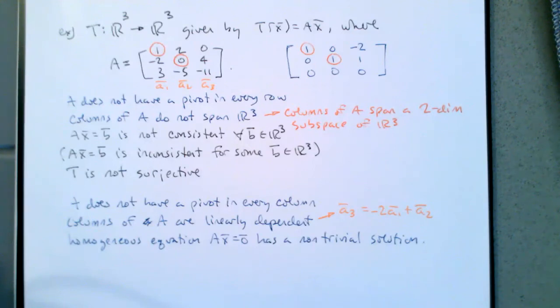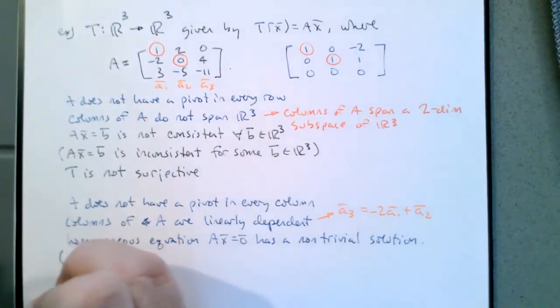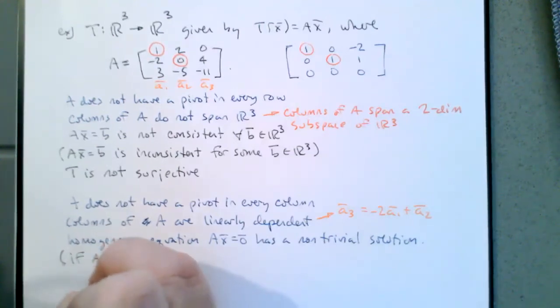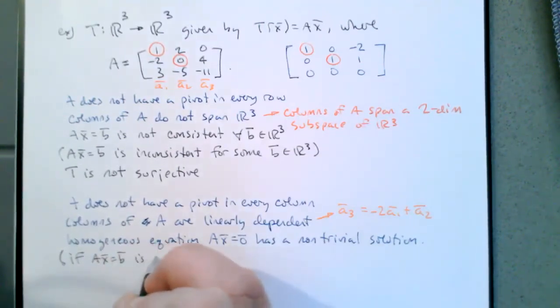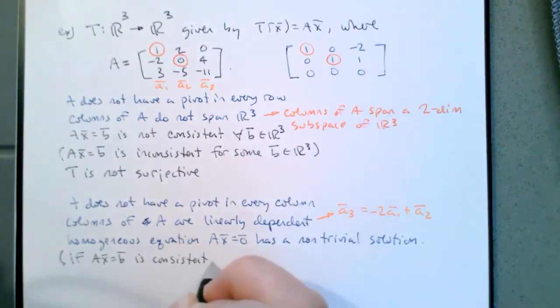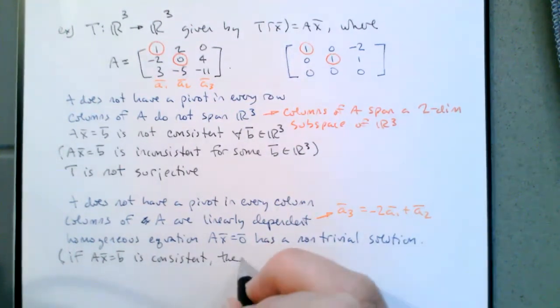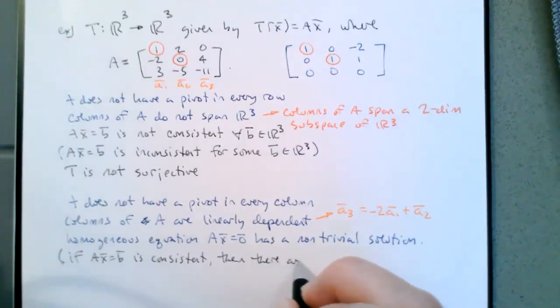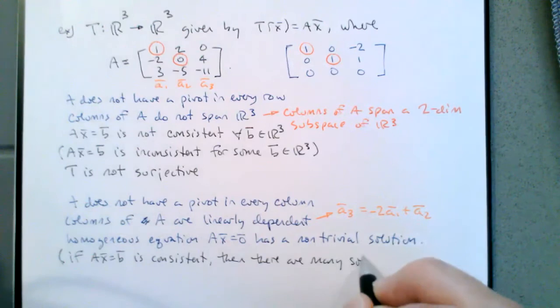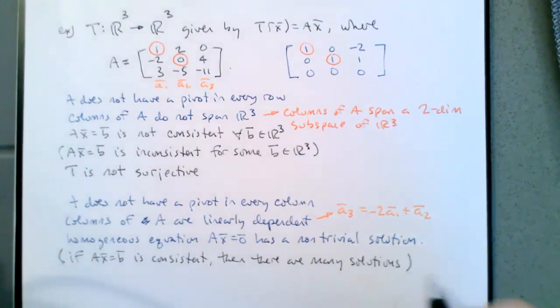We could also include that if AX equals B is consistent, then there will be many solutions. We're not guaranteed solutions until A has a pivot in every row, which is the row department, not the column department. And right now we're looking at columns.